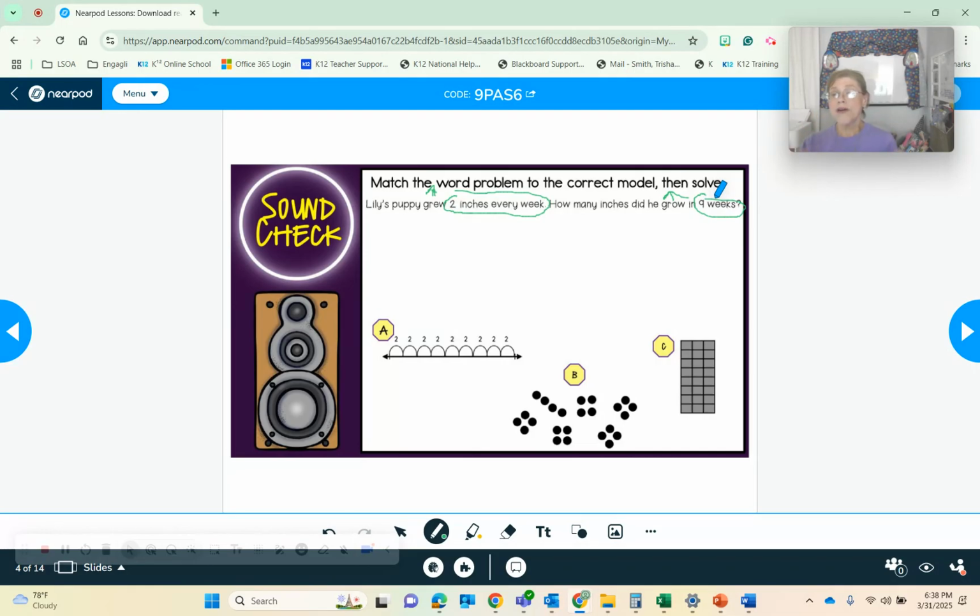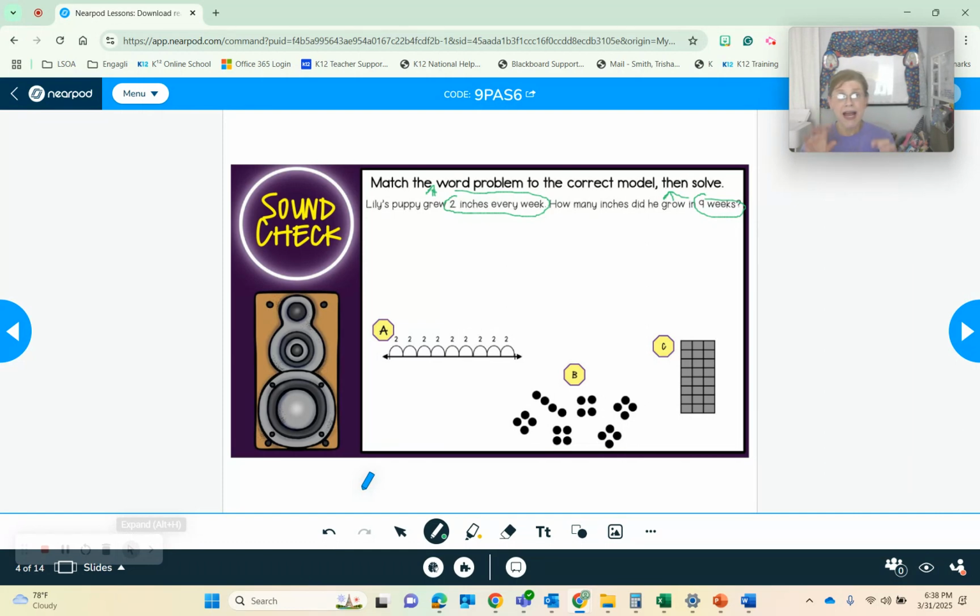Are there any clue words that would tell us if we're adding, subtracting, multiplying, or dividing? Well, we know that we're not subtracting, because he's growing. And if we're not subtracting, we're definitely not dividing, because repeated subtraction is just division. So is it multiplication or addition? Let's look a little bit closer. 2 inches every week for 9 weeks.